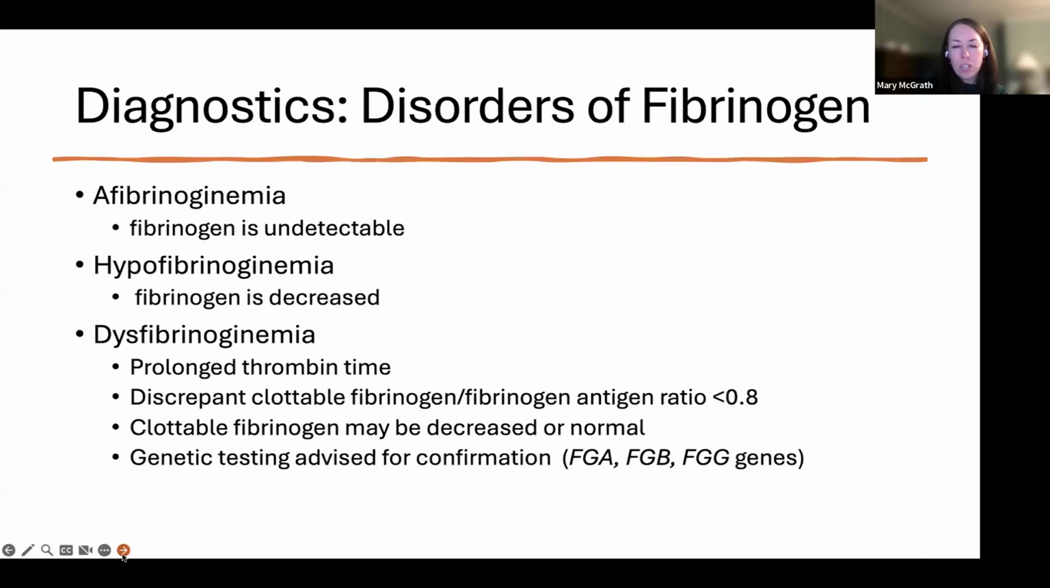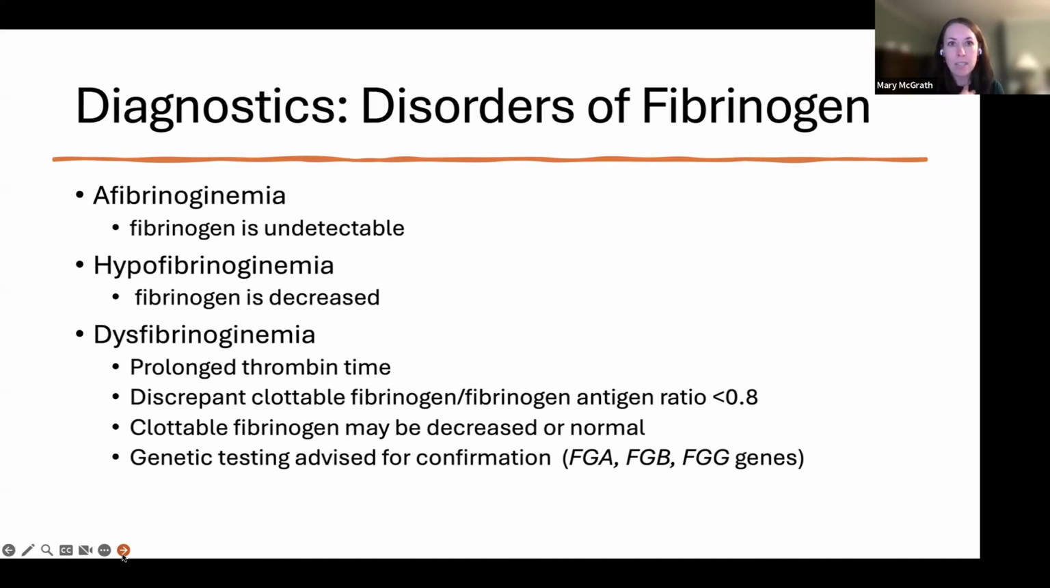Diagnosis of afibrinogenemia and hypofibrinogenemia are fairly simple from there. They're detected by either undetectable fibrinogen in afibrinogenemia or decreased fibrinogen in hypofibrinogenemia. Dysfibrinogenemia is where it gets tricky to diagnose, as this is more of a qualitative defect. And so while we can see low fibrinogen levels, it's not always the case. Sometimes patients will have normal fibrinogen levels and still have dysfibrinogenemia.